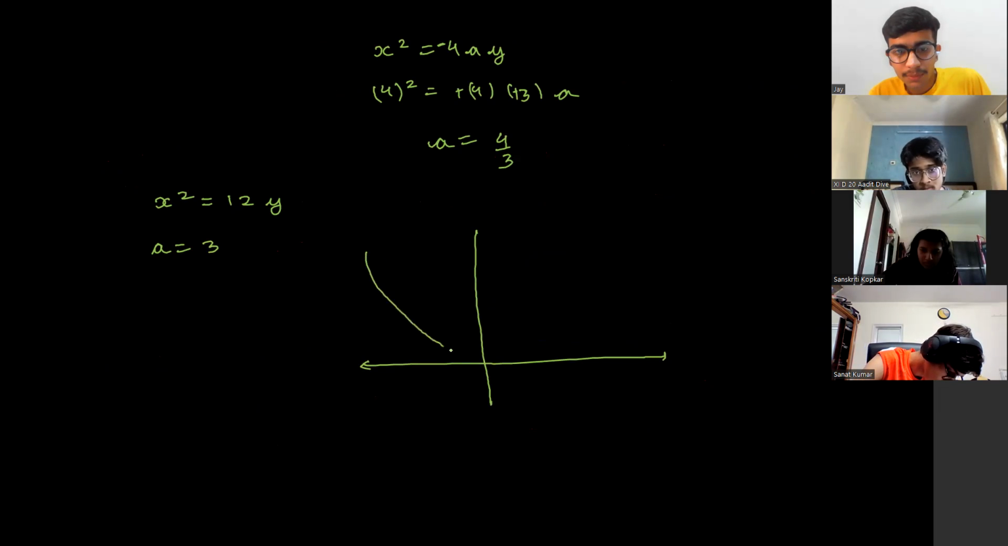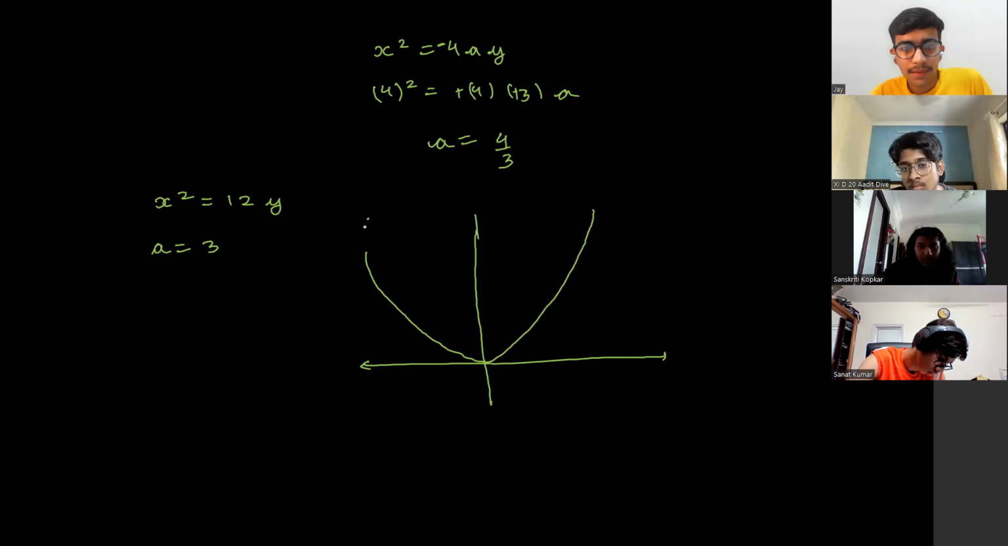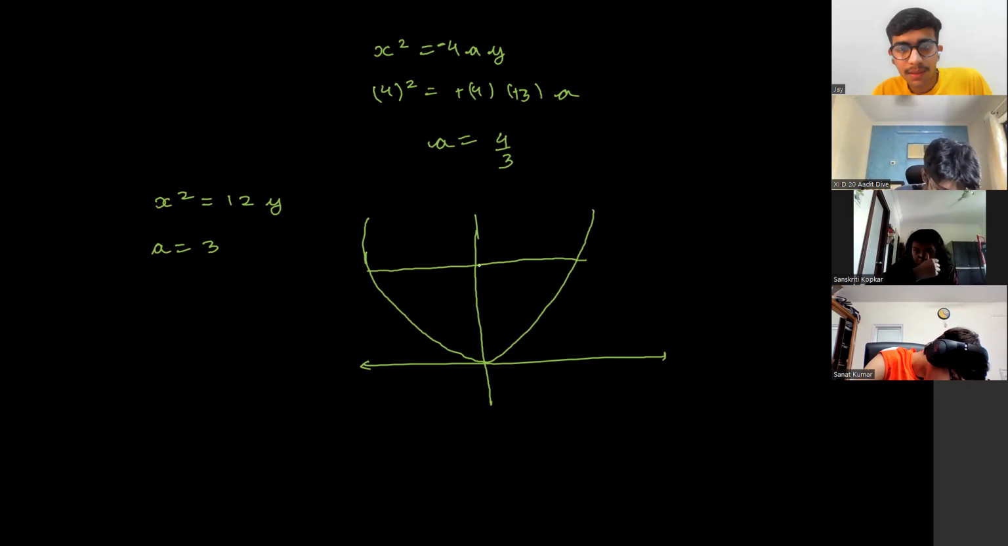So this is how the parabola looks. The latus rectum passes through the focus of the parabola. So the focus will be (0, 3). Can you tell me what the coordinates of the endpoints of the latus rectum will be? So it doesn't matter. Right?